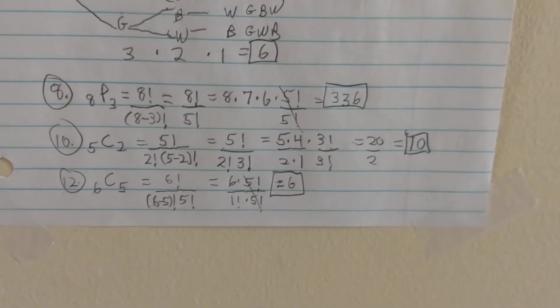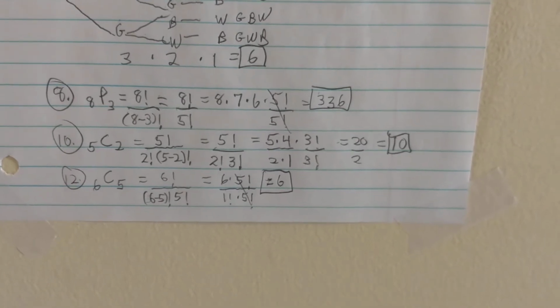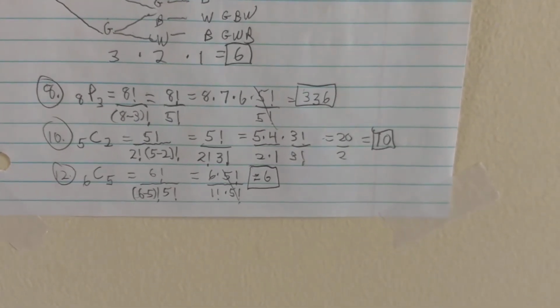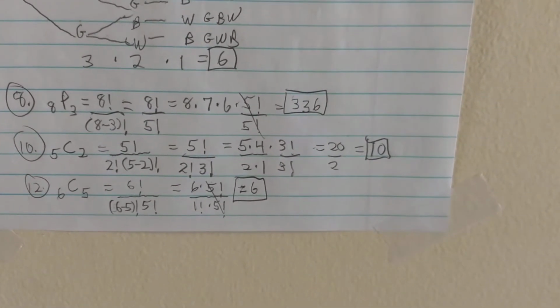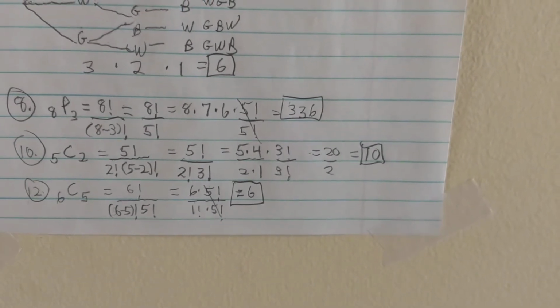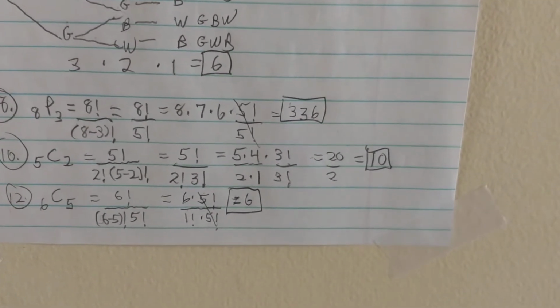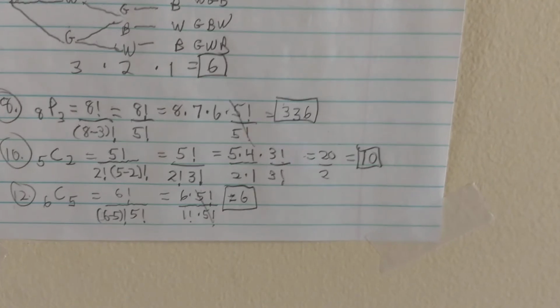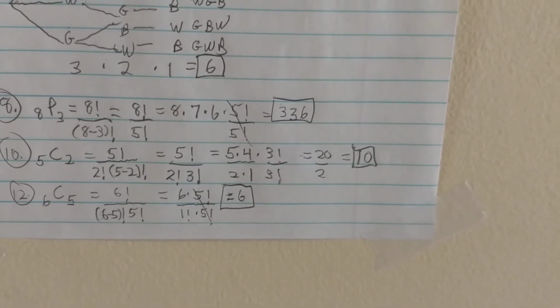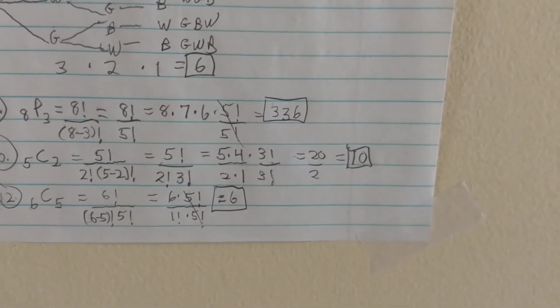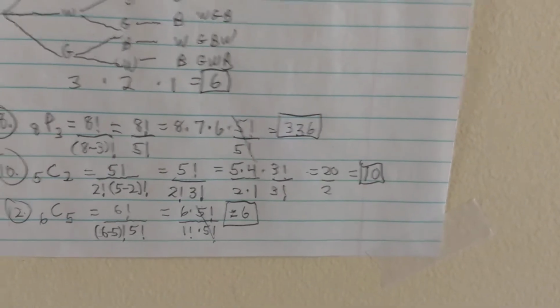Now for 12, we have 6C5, which is 6 factorial over 1 factorial times 5 factorial, which allows us to do this same thing: 6 times 5 factorial over 1 times 5 factorial. The 5 factorials cancel, leaving us with just 6.